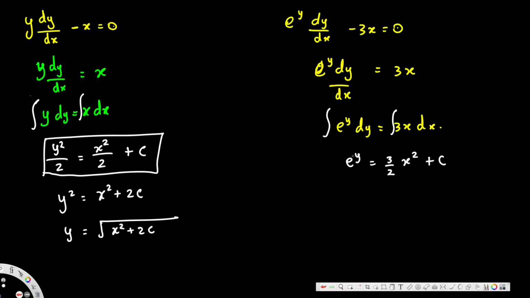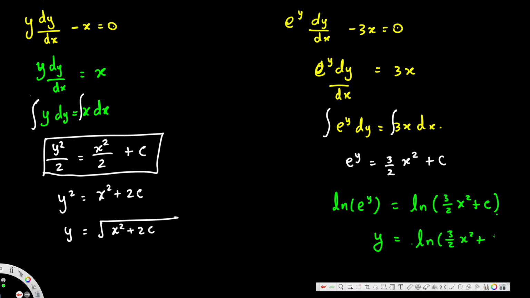Now, because finally we have to express the answer in terms of y, to get rid of this e we can take ln on both sides. If we take ln on both sides, this is going to be ln of e to the power y, and this whole term is going to be ln of 3 over 2 x squared plus a constant. Now ln and e cancel each other, we will get y, and here we will have ln of all these things. We can just leave it like this: y equals ln of 3 over 2 x squared plus a constant, and that's it for this one.